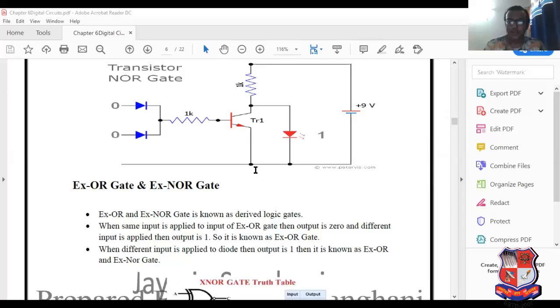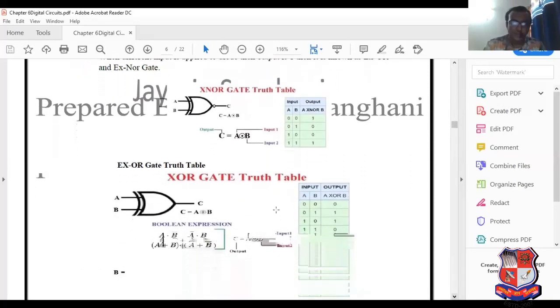What is the meaning of derived logic gate? If the same input is applied, see here 0 0, then output is 0. 1 1, then also output is 0. So when the same input is applied to the gate, the output is 0. So it is known as XOR gate. 0 0 output is 0, 1 1 output is 0. If we apply different inputs, then output is 1. So it is known as XOR gate.